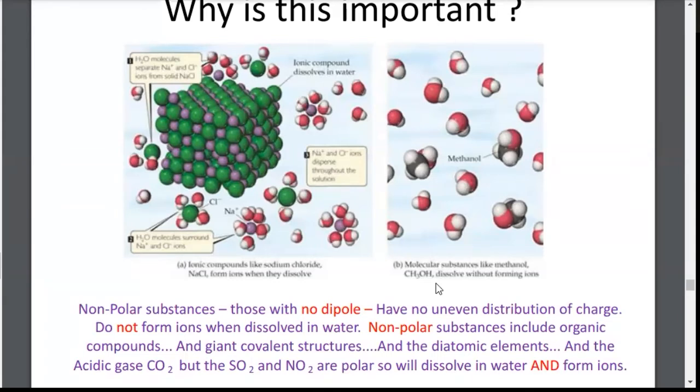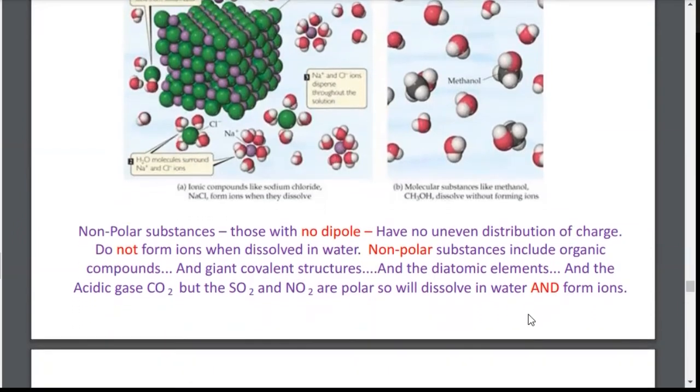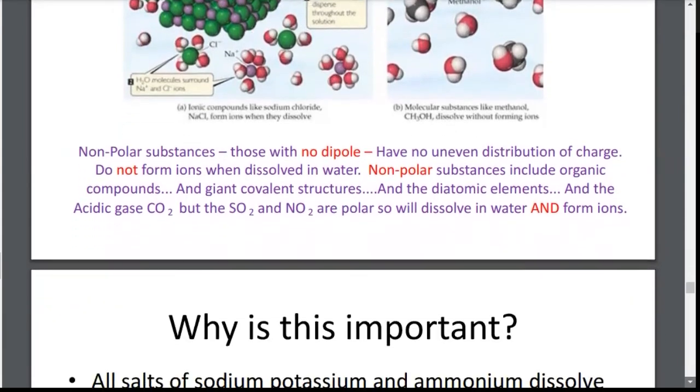So non-polar substances don't form ions when they dissolve in water. Examples of those would be organic compounds and giant covalent structures like diamond, or silicon dioxide, which is sand on the beach that doesn't dissolve in water, and the diatomic elements. The acidic gases like carbon dioxide and sulfur dioxide will dissolve in water and form ions, but nothing like to the extent that ionic solids do. What happens when these gases dissolve in water is important environmentally too, but we're not going into that now.